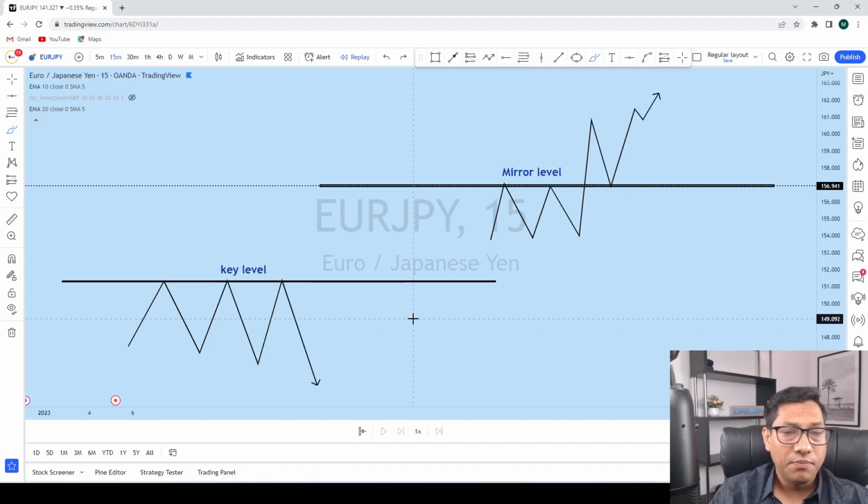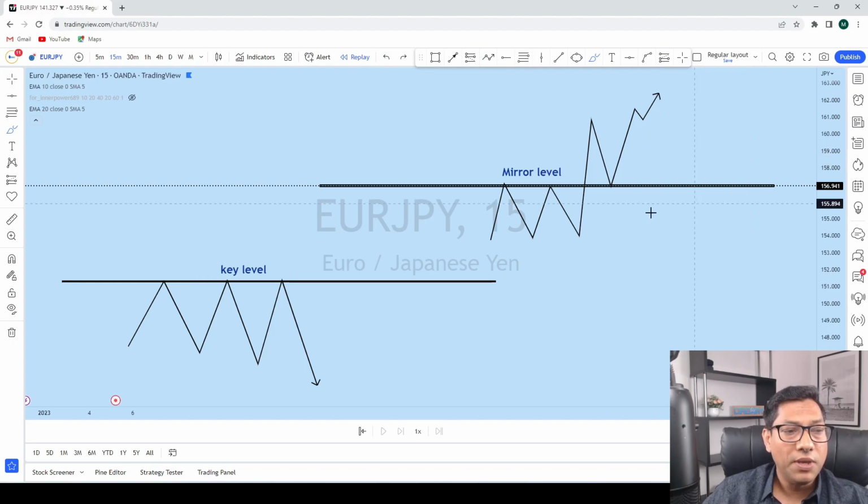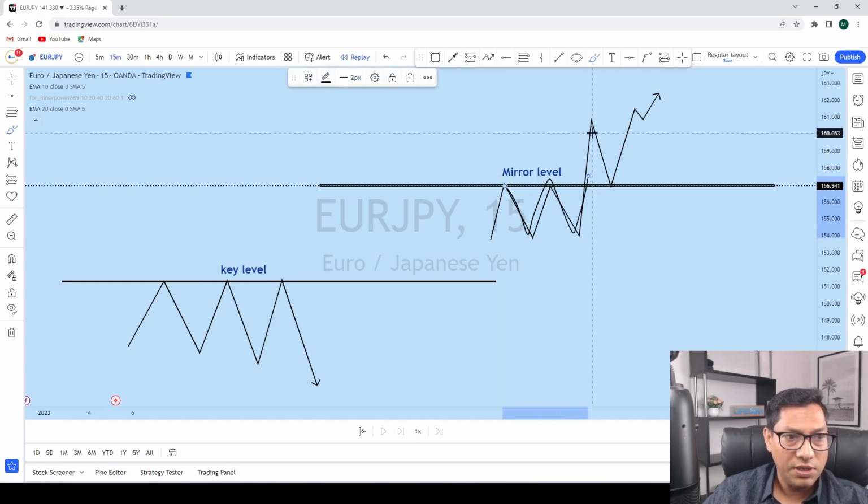Now what is the mirror level? The only difference between the mirror level and the key level is that a mirror level is when a key level or an important level is broken, either resistance or support, and then the same level acts the other way: when it is broken as a resistance, it acts as a support, maintaining this level and rejecting. That is what we call a mirror level. Mirror means what you have seen down has been mirrored at the top.